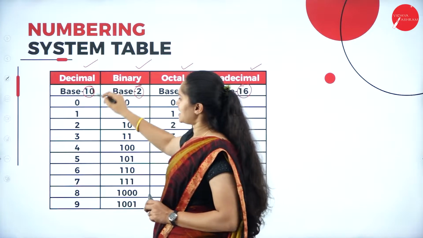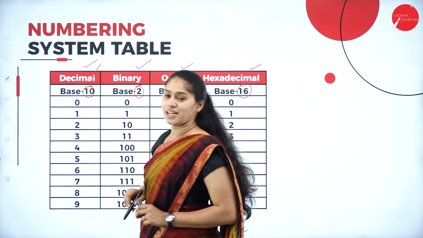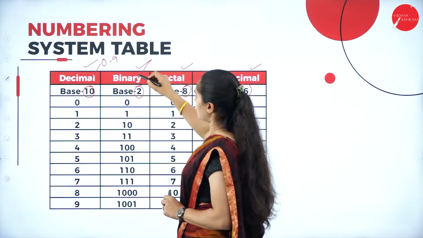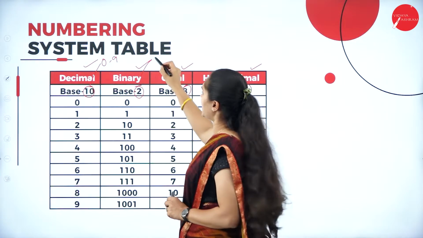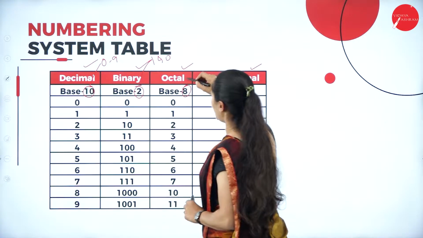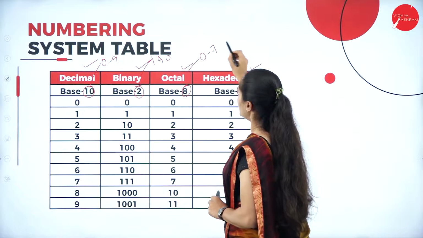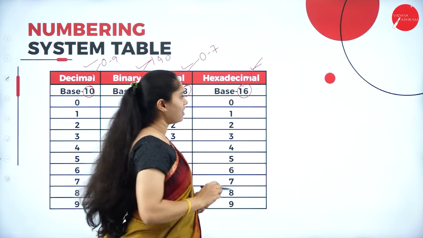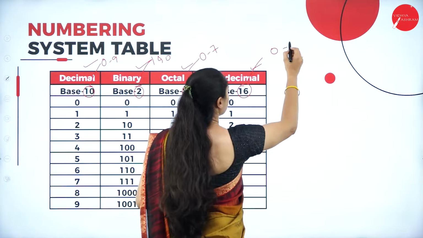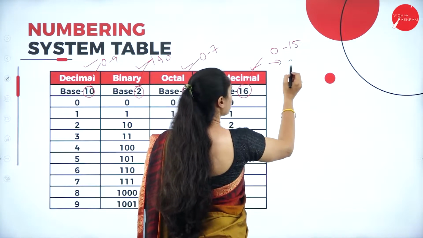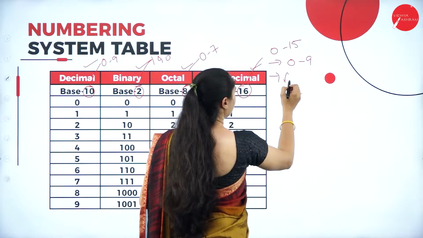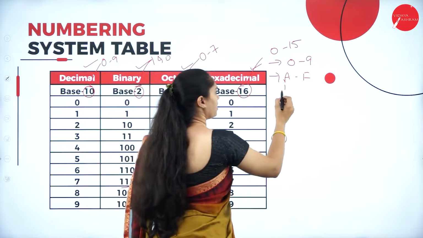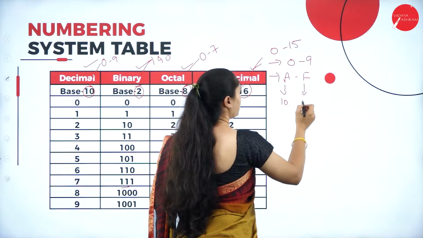In decimal, the base is 10, so it has 10 digits, from 0 to 9. For base 2, that is binary, it deals with 1 and 0. For base 8, it will be from 0 to 7. For base 16, that is hexadecimal, it deals with 16 digits, from 0 to 15. Out of this, 0 to 9 are the decimal numbers and A to F stand for 10 to 15. A stands for 10 here and F stands for 15.